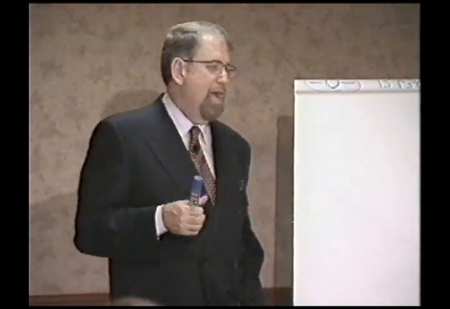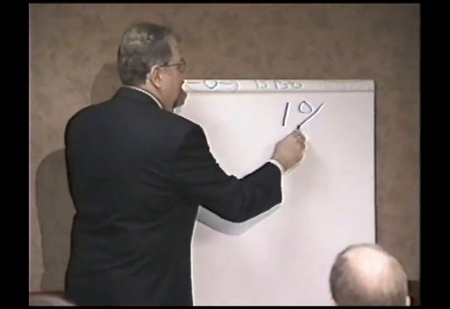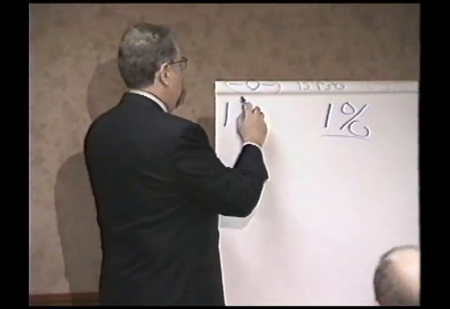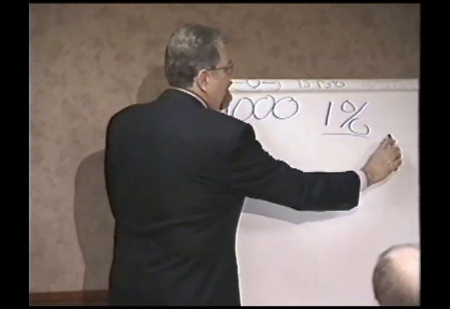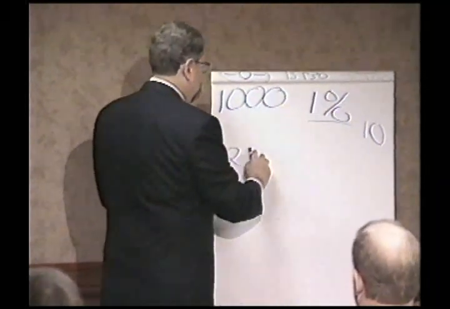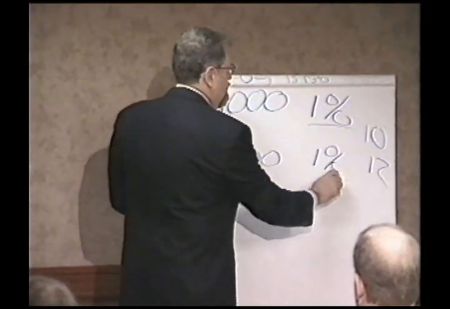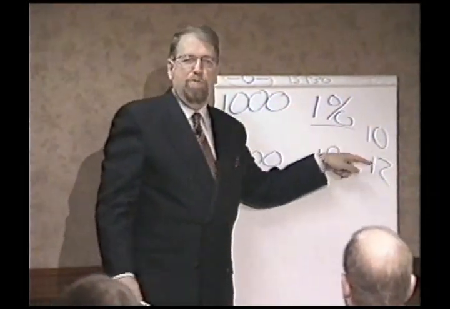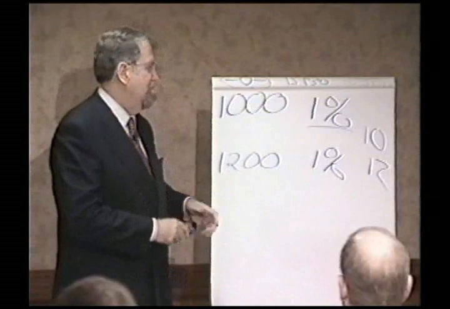In other words, a 1% risk of equity would be an anti-martingale strategy. On $1,000, you'd be risking $10. On $1,200, you'd now be risking $12. So obviously, as your equity goes up, the amount you put at risk goes up. So these are the kind of strategies that work.